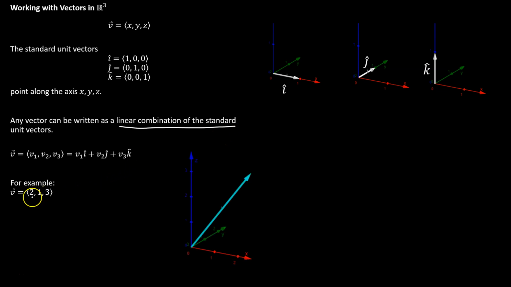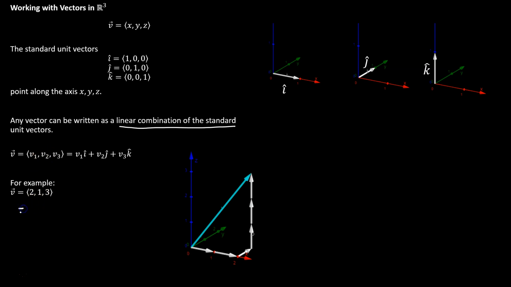So let's take a look at this vector v. The components of v are 2, 1, 3. I have it graphed here in this turquoise color, and I want to show you how the standard unit vectors come together to make this turquoise vector v. We have a 2 in the x component, which means we're going to have 2 of the i hat vectors. We have a 1 in the y component, which means we're going to have 1 of the j hat vectors. And then we have 3 in the z component, so we'll need 3 k hat vectors to take us to the tip of this vector.